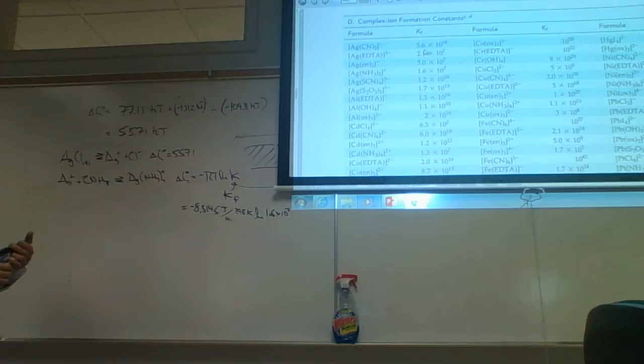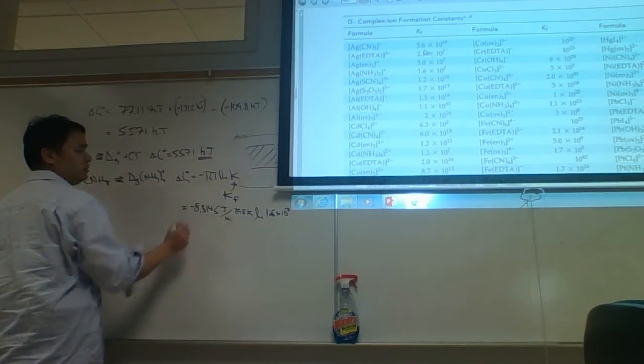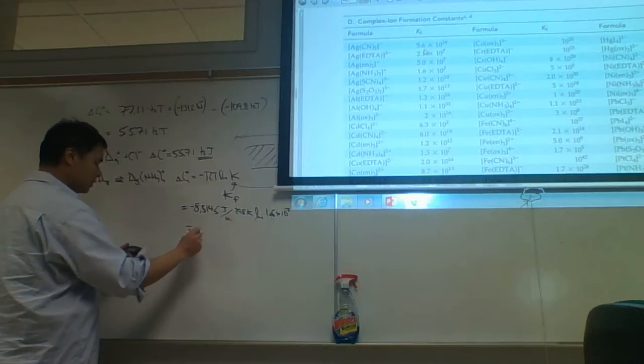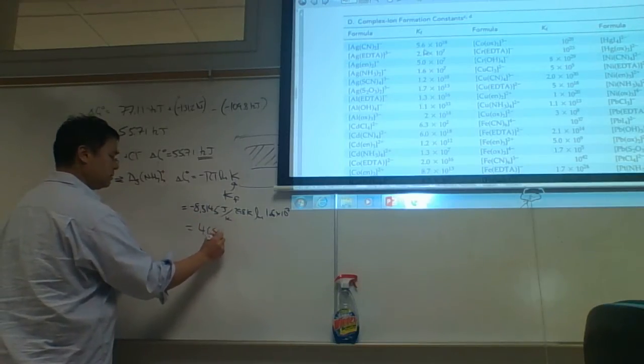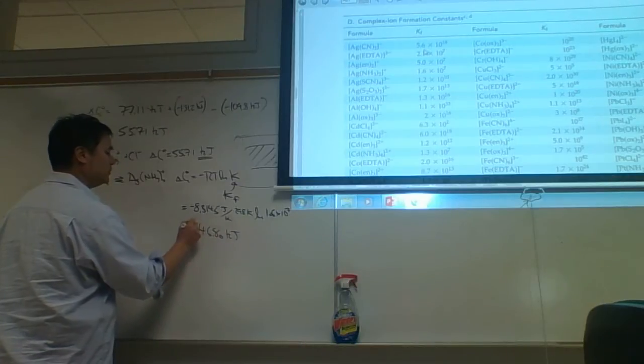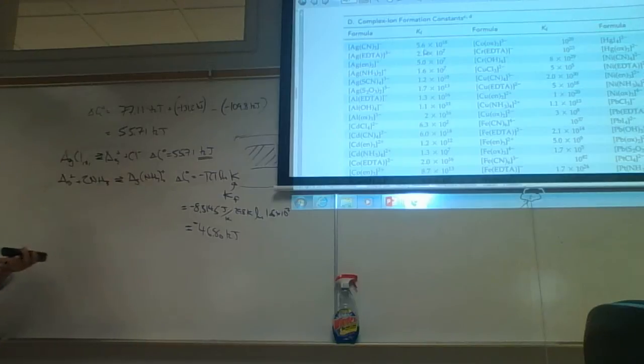equals this. The units of delta G are typically in kilojoules, so I'm going to convert this to kilojoules. I'm not going to show the conversion, but it's going to be negative 46.80 kilojoules. Is that right? Yes, that is right.